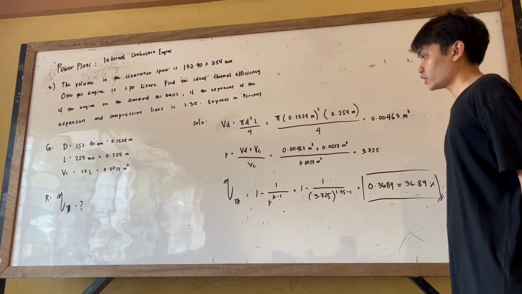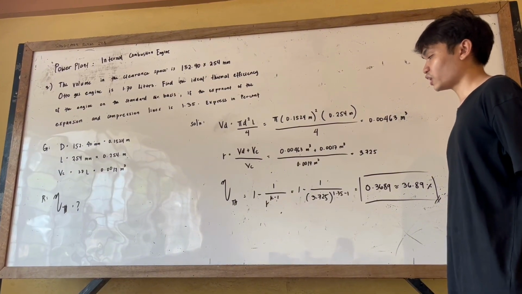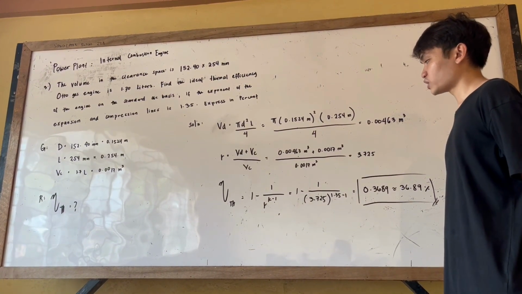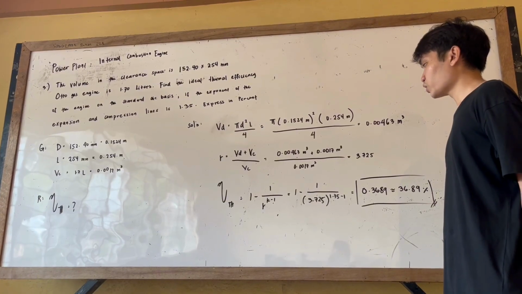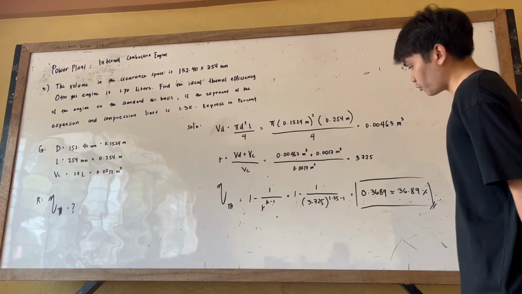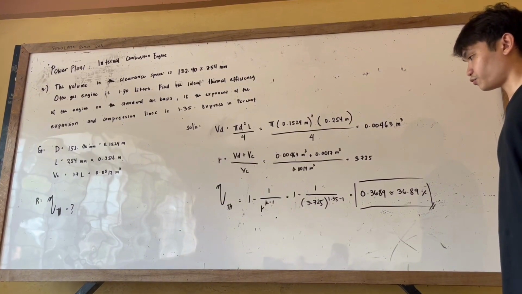Next is the compression ratio. We have the displacement volume plus the clearance volume over the clearance volume, which we have the values now, which is 0.0463 cubic meters plus 0.0017 cubic meters over 0.0017 cubic meters, which will result in 3.725.